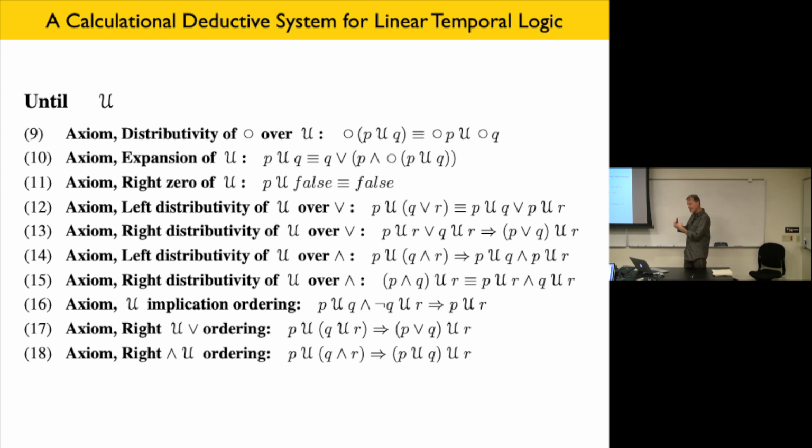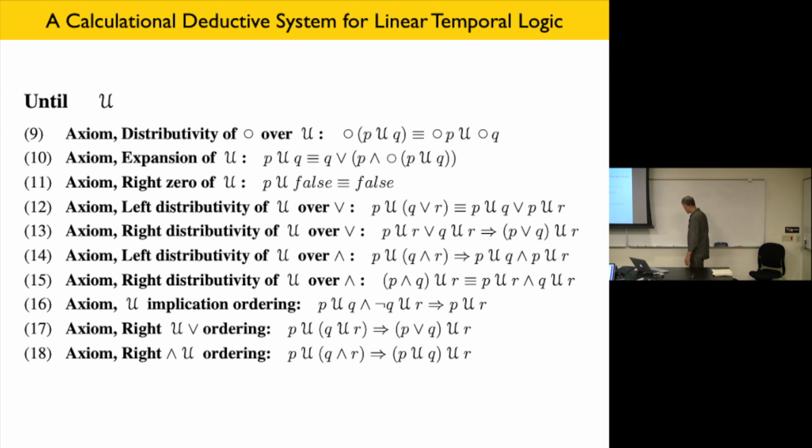Well, either Q is true now, are you with me? Or P is true now and next P until Q. Does that make sense? I think if you think about it, it makes sense. And then here's the right zero: P until false equals false.